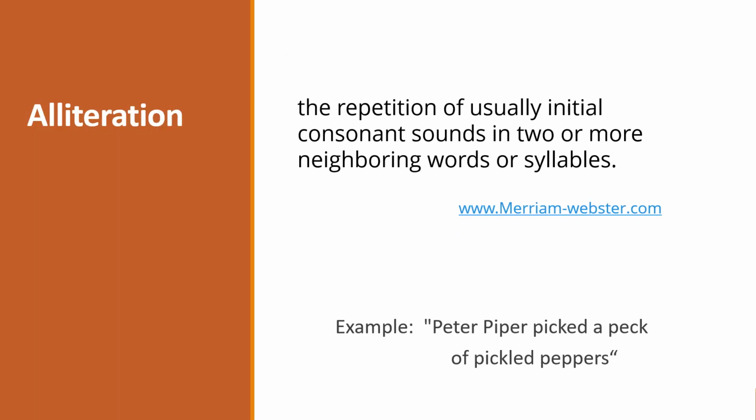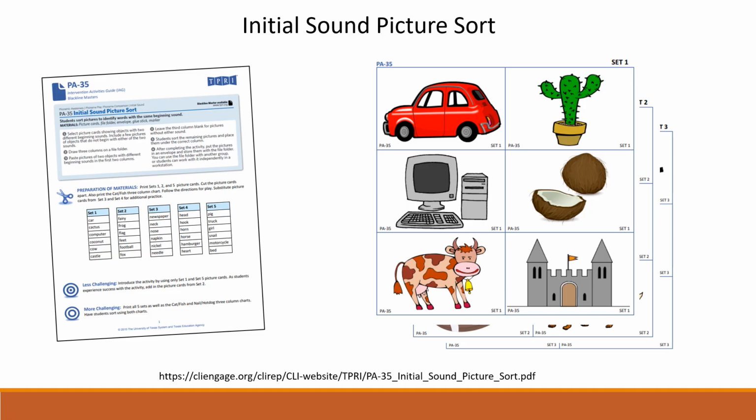Alliteration is the repetition of usually initial consonant sounds in 2 or more neighboring words or syllables. For example, Peter Piper picked a peck of pickled peppers. Here is an activity where the picture cards are to be sorted based on their first sound.